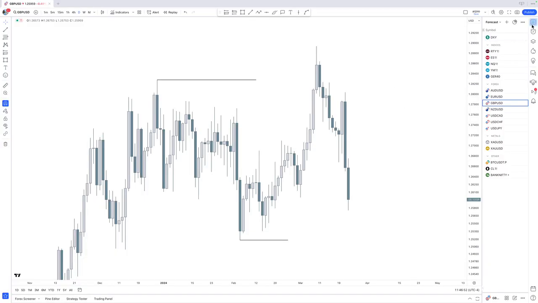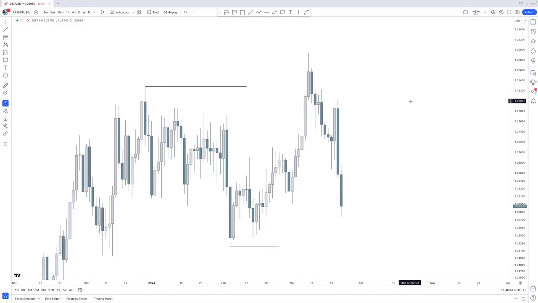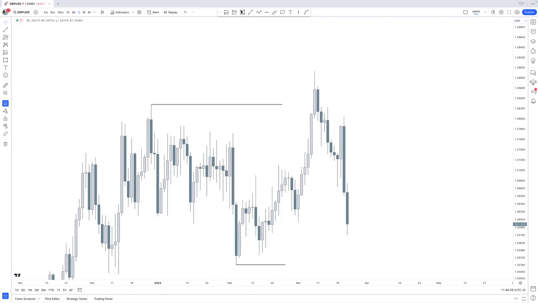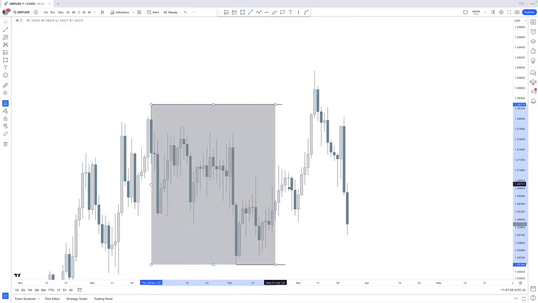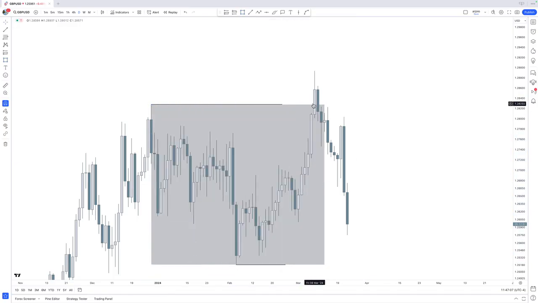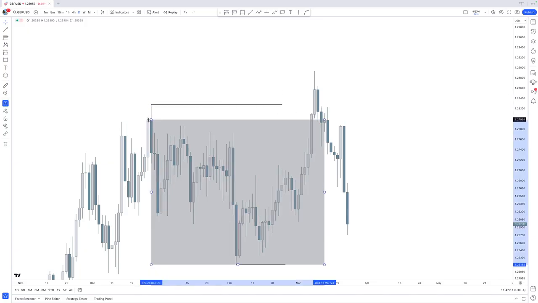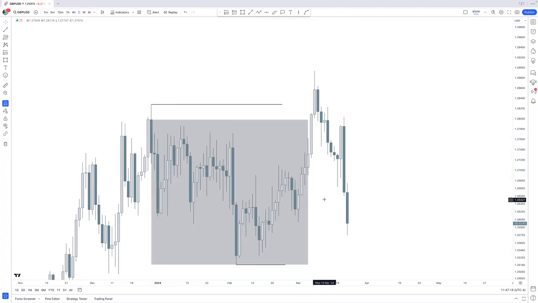So on GBP US dollar on the daily time frame right here, once we reach this intermediate term high, we know again from that intermediate term high towards that intermediate term low, that right now is our fair value area. So if we want to offer fair value, we will retrace back into that fair value area, which we can now mark out like that because the wick is not overlapping with the fair value gap. So right here, if we now want to continue higher, we can continue higher off of that.